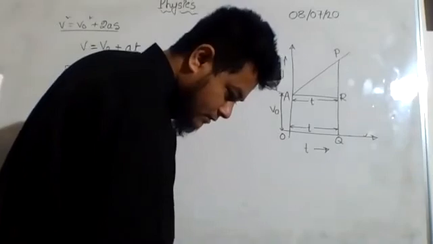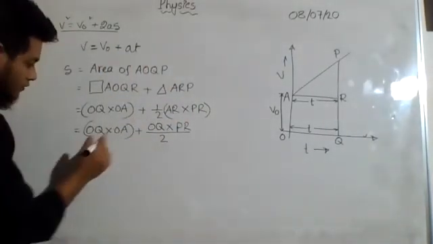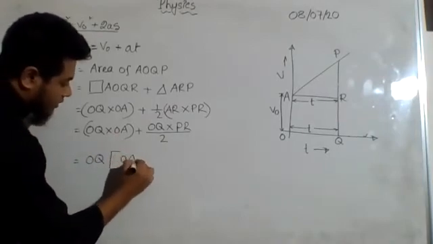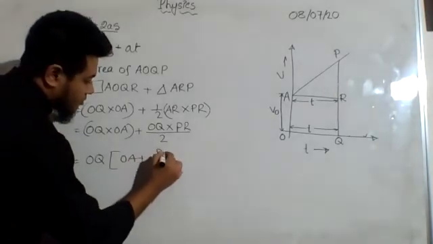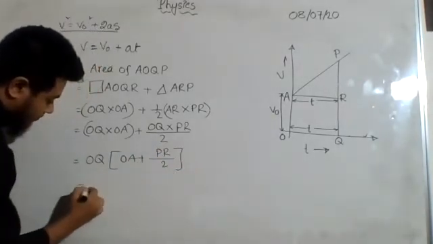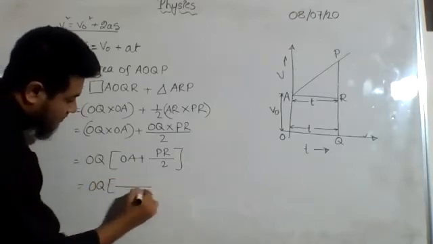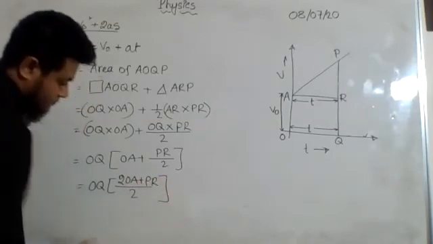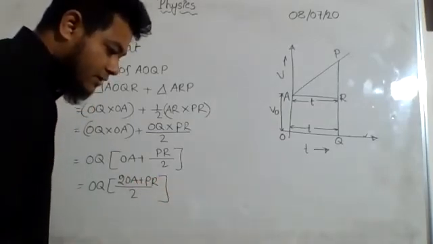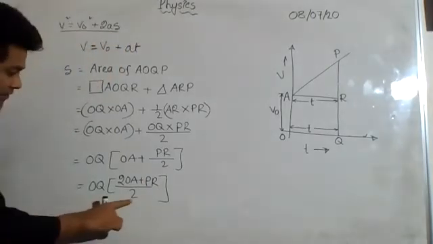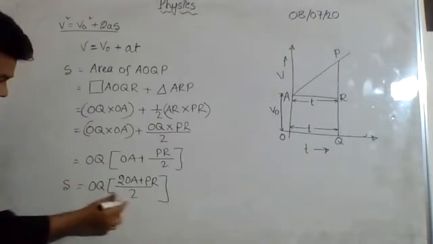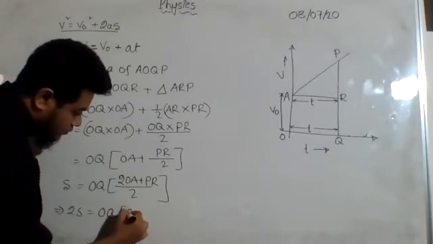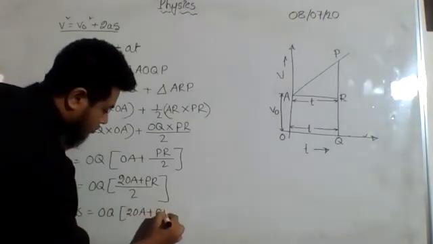After that, we take this OQ common. If I take OQ common, then what will happen? Here OA will be remaining plus PR divided by 2. Then if I do the LCM, it will be 2OA plus PR, all divided by 2. Up to now, clear? This is S, right? If I cross multiply, 2S will be OQ into (2OA plus PR).